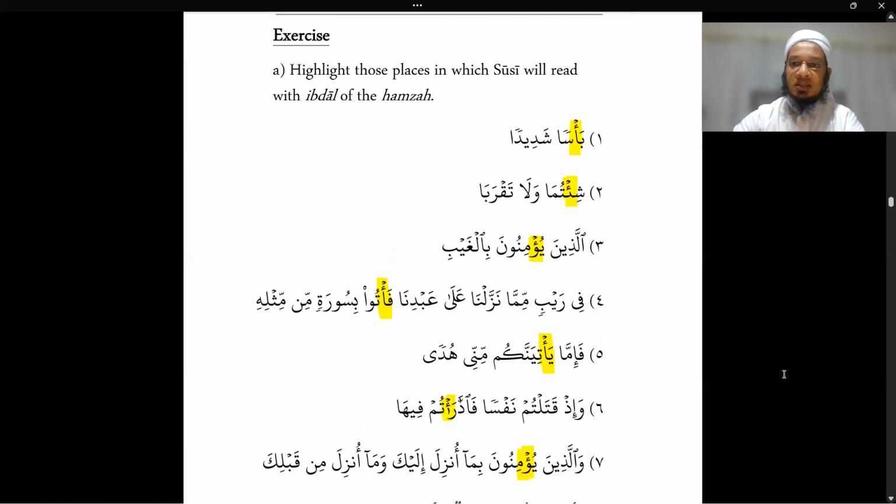Next part of the exercise is to listen to the application. So you listen for the badal of the hamza, and when you hear this, you know that it is the riwayah of Susi, if it is restricted to the saba'a.